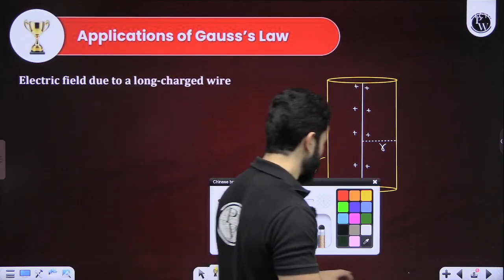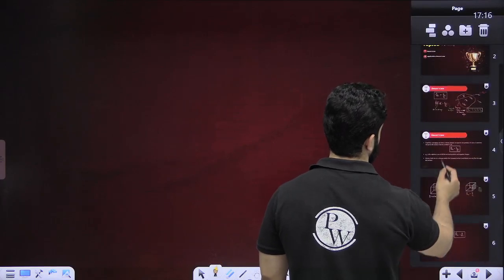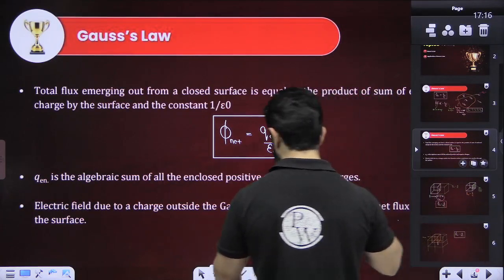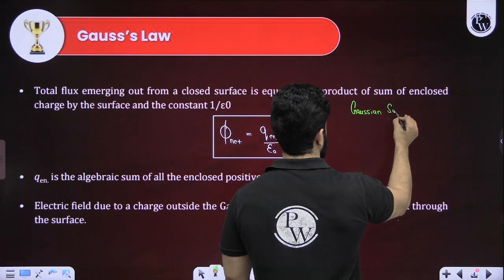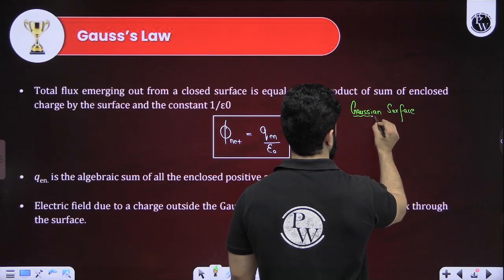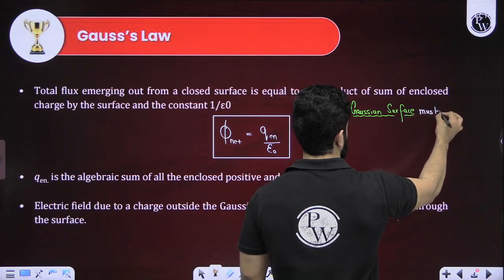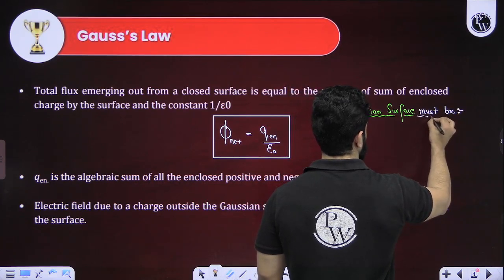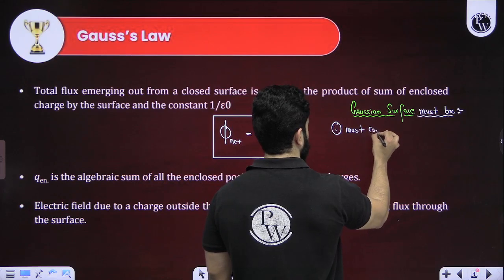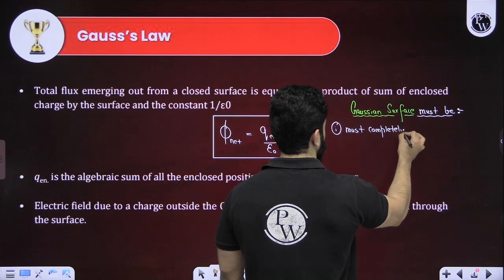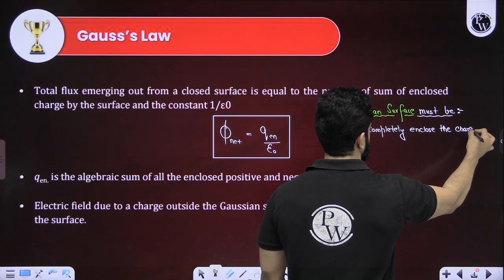First thing is, the points that you must note for Gaussian surfaces, I'll write it under here, that the Gaussian surface must completely enclose the charge body.